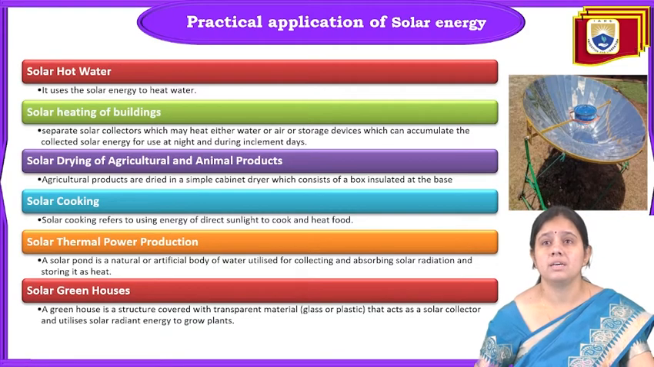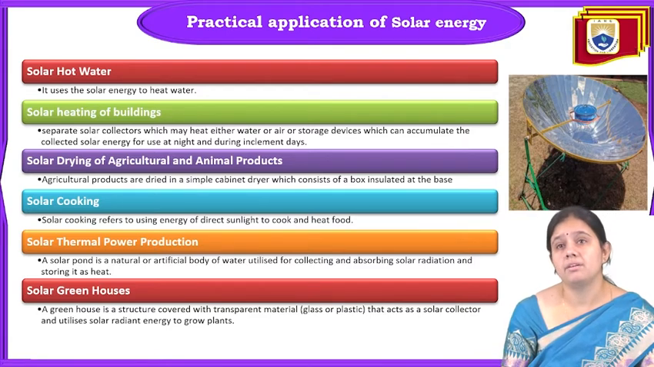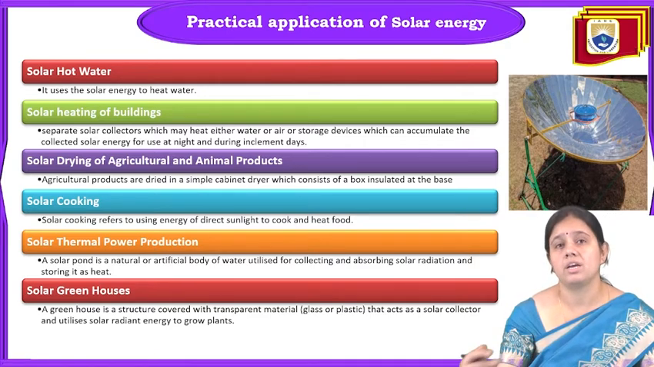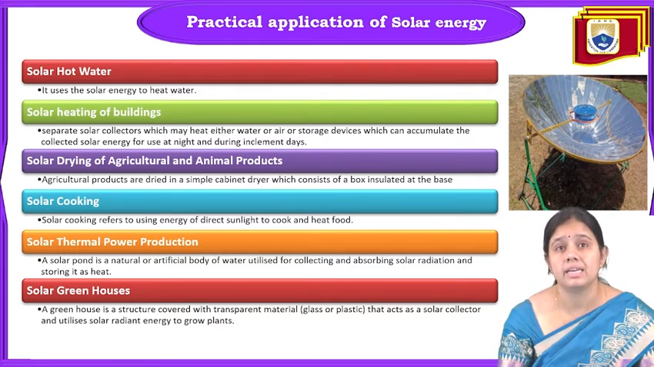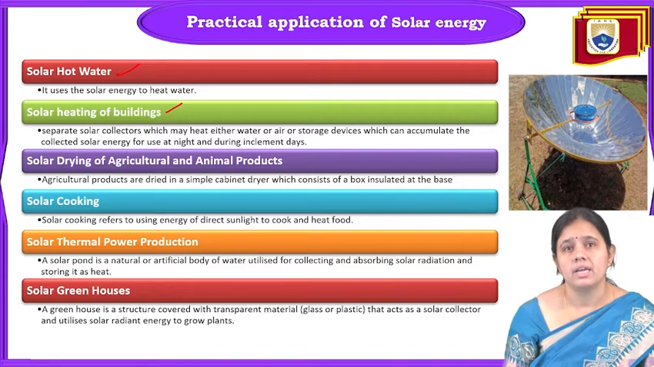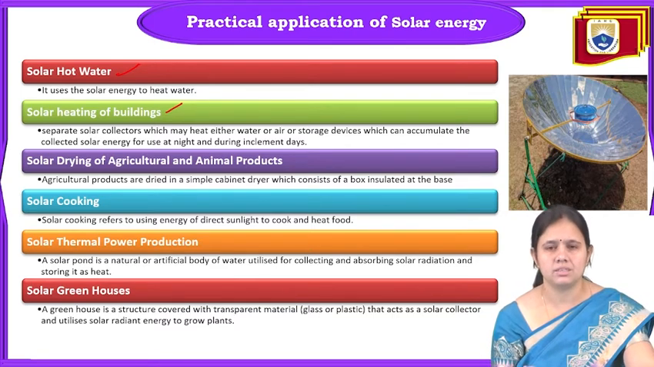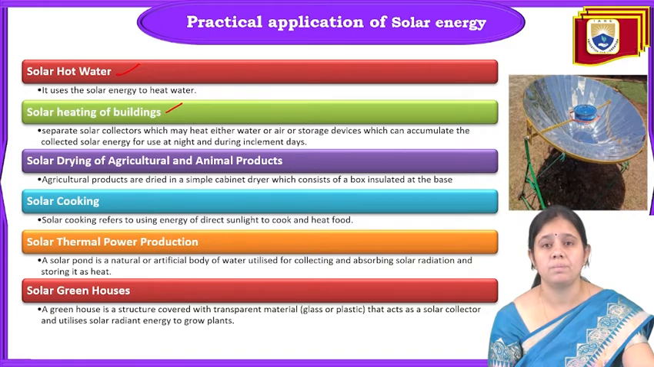Now comes the practical application of solar energy. So this is how we are using solar energy in our daily life. First one is solar hot water, and then solar heating of buildings. Solar hot water uses solar energy to heat water. Now, solar heating of buildings: a separate solar collector which may heat either water or air, or a storage device which can accumulate the collected solar energy for use at night and during inclement days, like bad weather days where plenty of sunlight is not there.